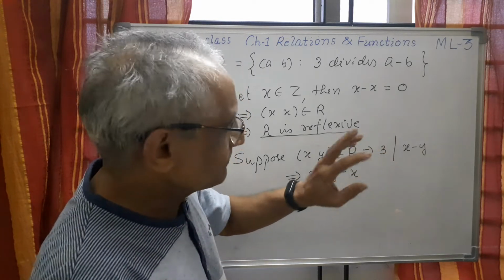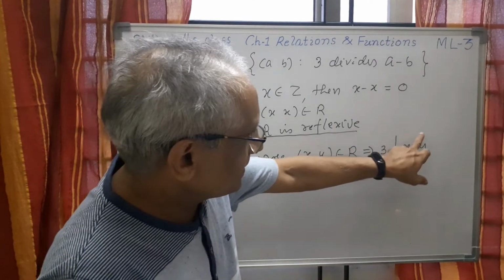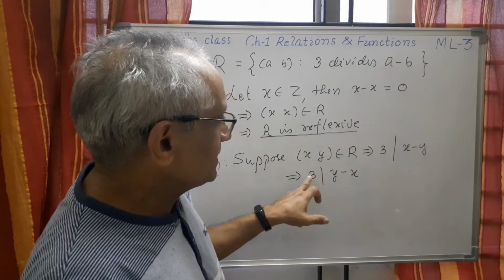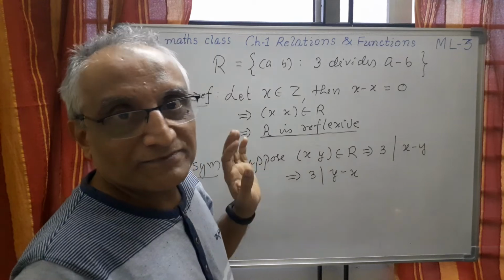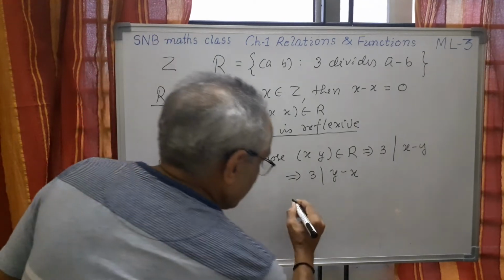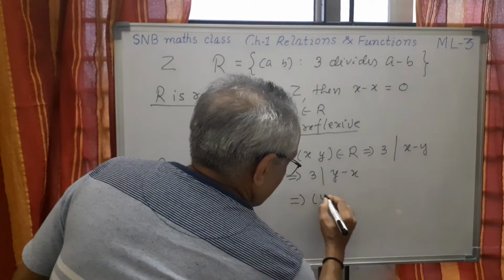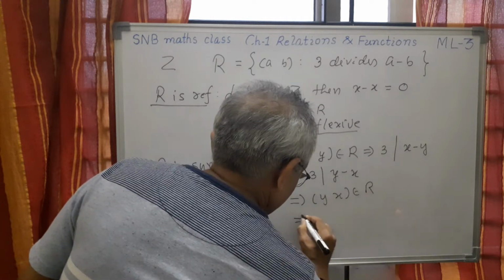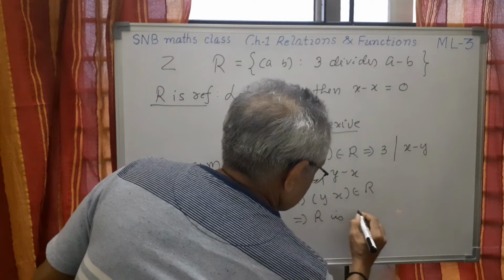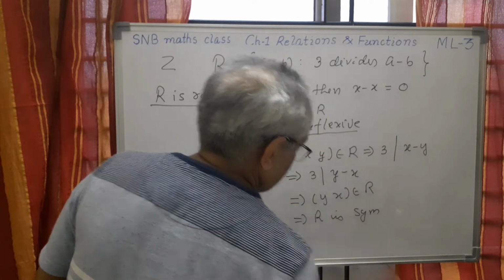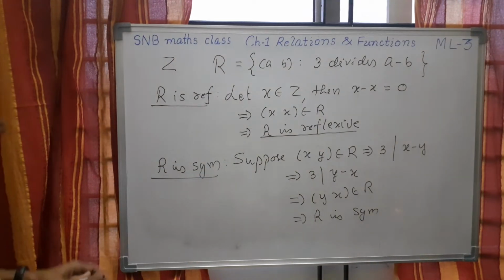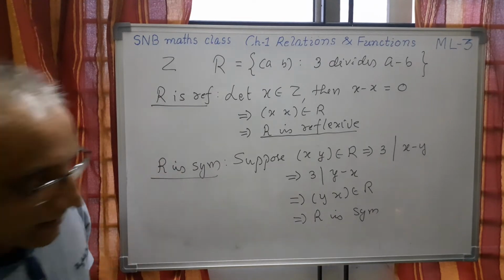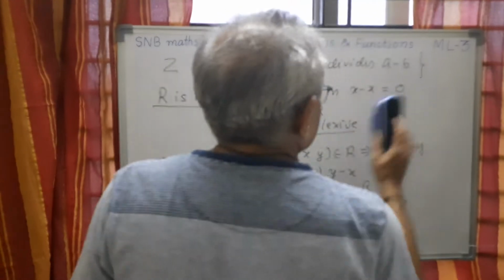For example, let me make it clear. Say it is 15. 3 divides 15, and 3 divides minus 15 also. Therefore, this implies (y, x) belongs to R. This implies R is symmetric. So we proved it is reflexive and symmetric. Then we have to prove transitive.